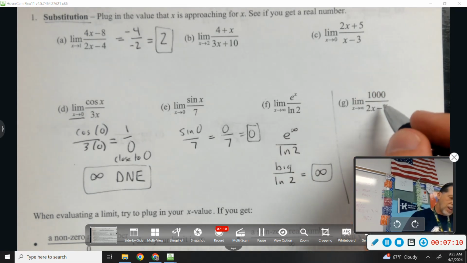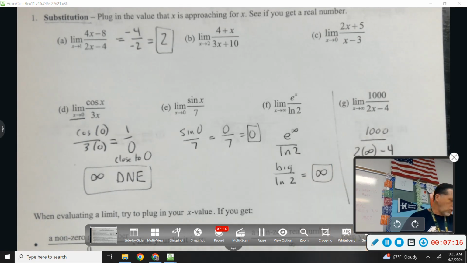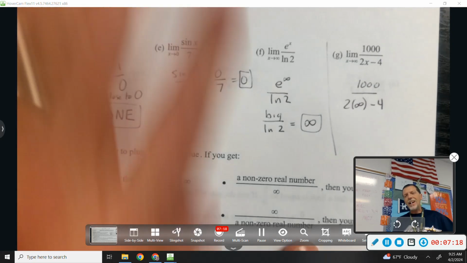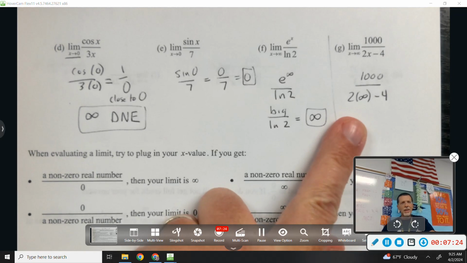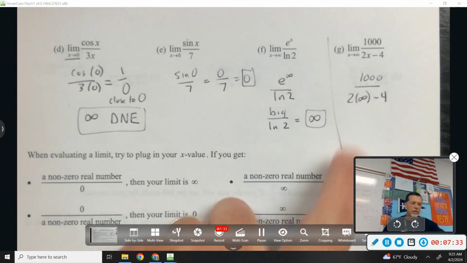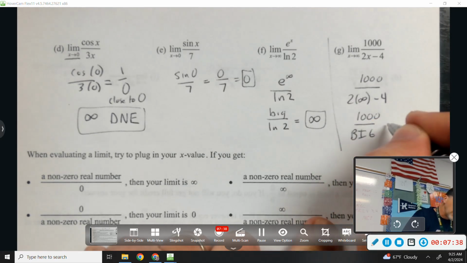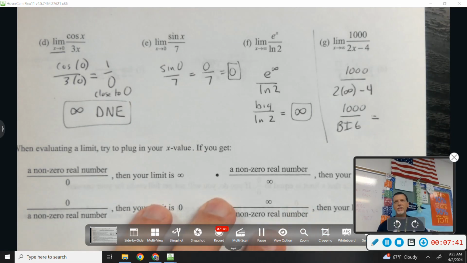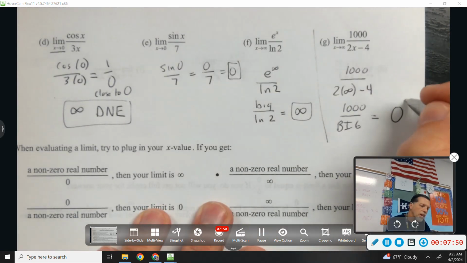And then g, 1,000 divided by 2 infinity minus 4. Again, you can't technically plug in infinity, but that's what you're doing in your mind. 2 times infinity is really, really big. Minus 4 doesn't really do anything, right? 2 gazillion minus 4, roughly 2 gazillion. So 1,000 divided by really, really big and getting bigger. What are we headed for here? 0, right? If I had $1,000 in my pocket and divided it equally among everybody in the world, everybody's getting $0.